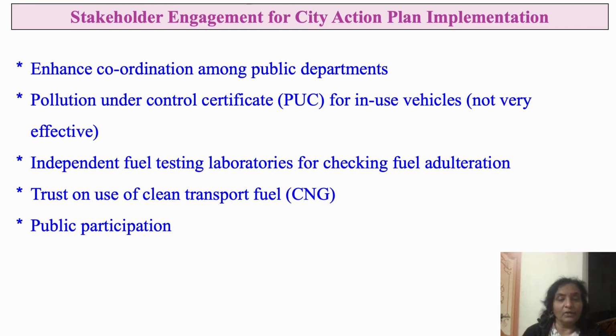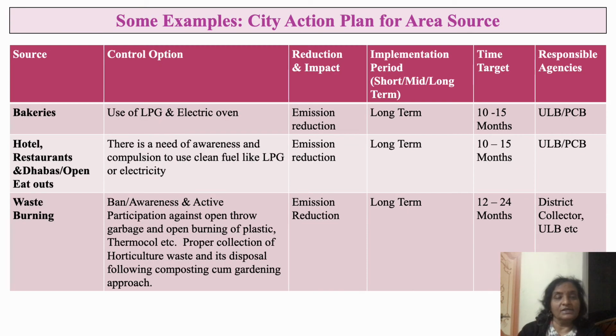And the PUC, that is, in-use vehicles, should be very effective. Now the remote sensing techniques are being used and that needs to be developed properly, and these RTOs need to be strengthened. The private PUC centers need to be strengthened for proper calibration of such systems. Independent fuel testing laboratories should be developed for checking fuel adulteration, and the laboratory instruments need to be calibrated. Use of clean transport fuel, that is CNG or electricity, may be used and that is encouraged. Effective public participation in most of the meetings to be ensured. So these are all the various things that have to be done for stakeholder coordination.